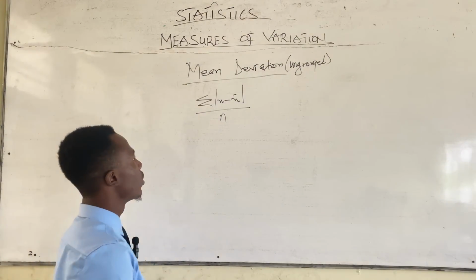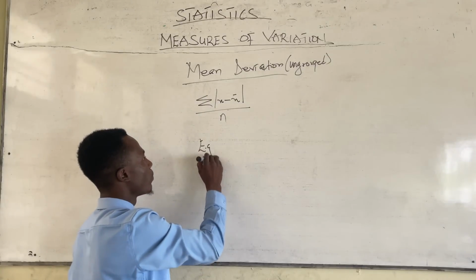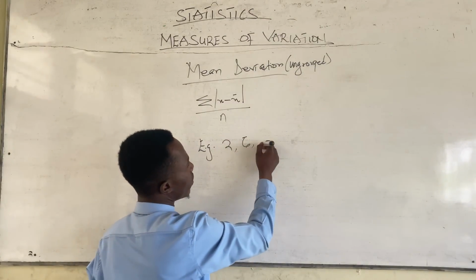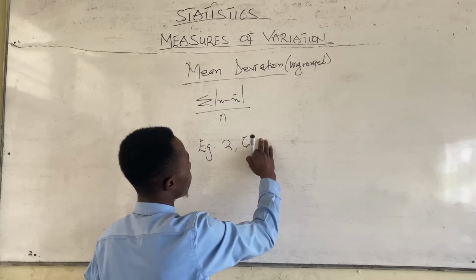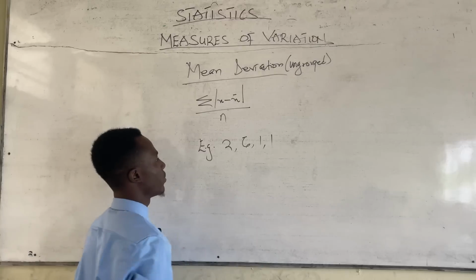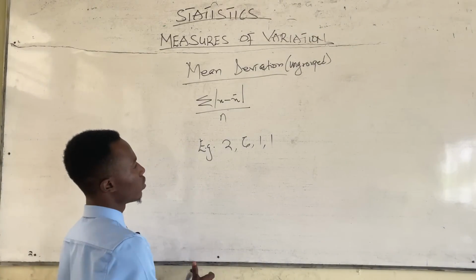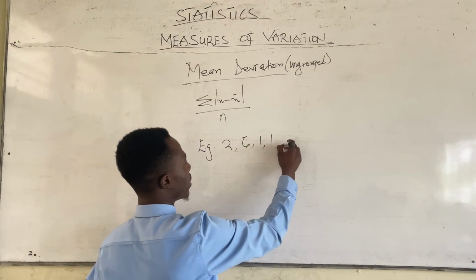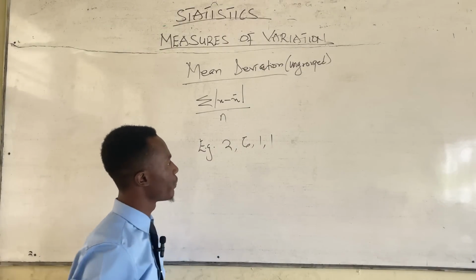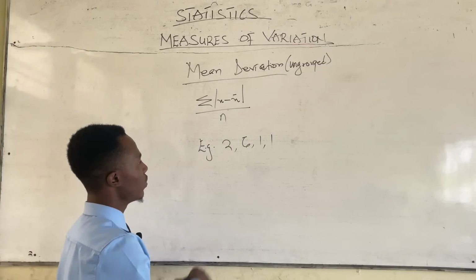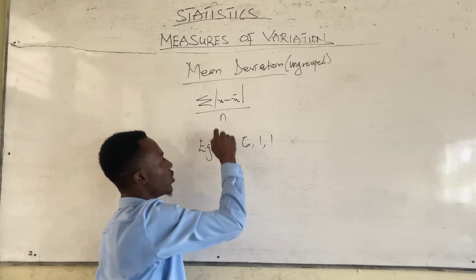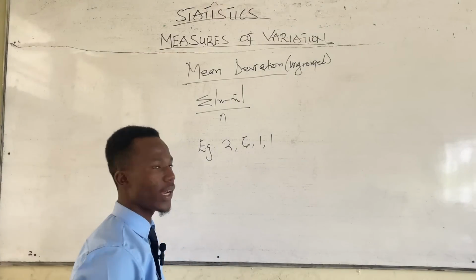And this one represents summation. So for example, if you have 2, 6, 1, 1, let me use this one. If you have this example, it's very simple. Now this is an x value, x value, x value, x value. So each of these that you see here is an x, right?